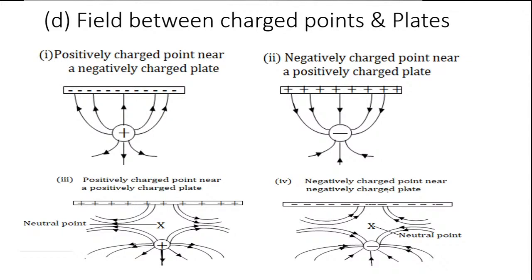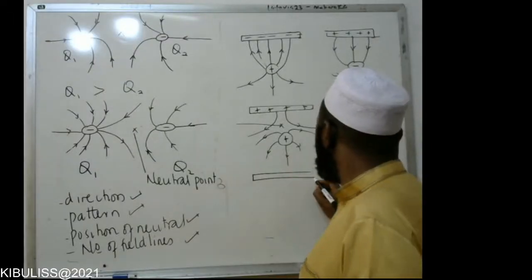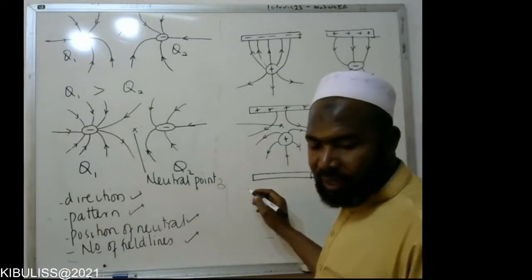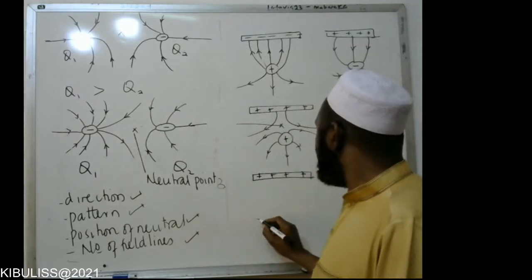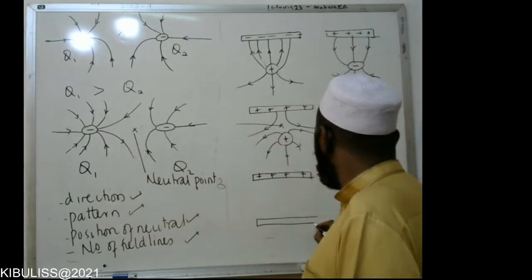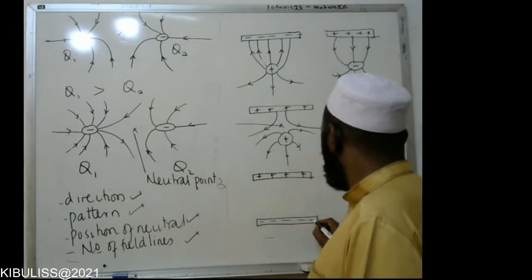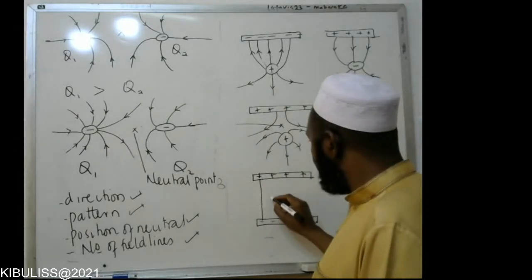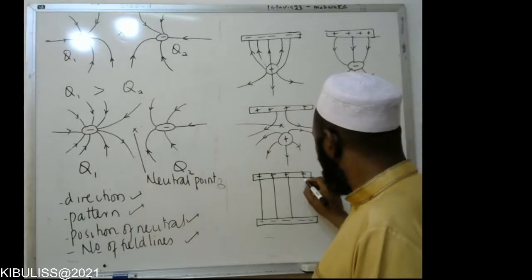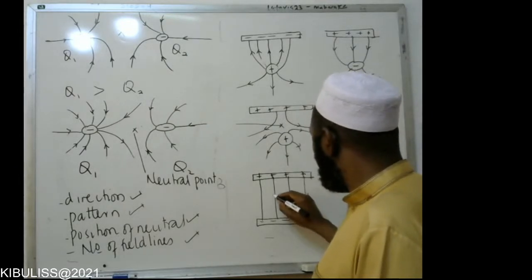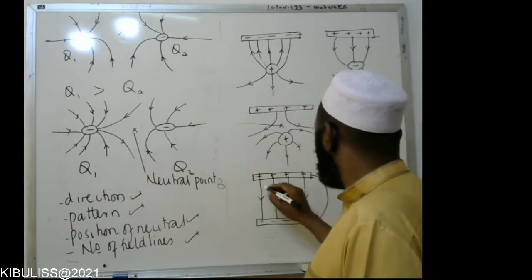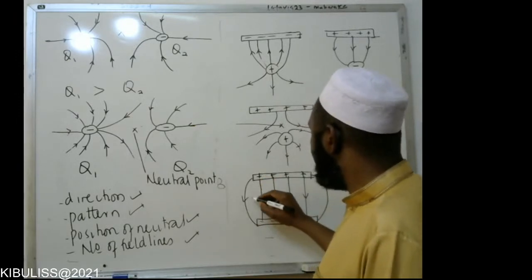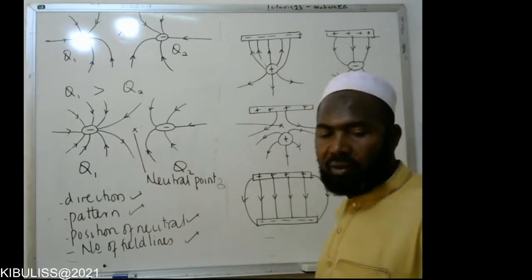We could also have, for example, a positive plate and a negative plate. Here we are going to be having a uniform field moving from the upper plate to the lower plate, depending on the direction. And at the edges, it is going to be slightly curved. So we are bearing the law.